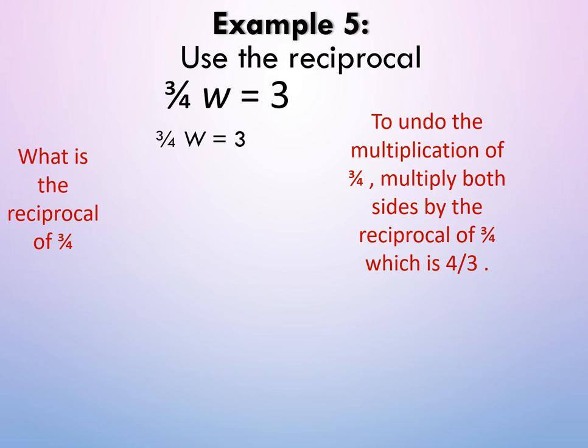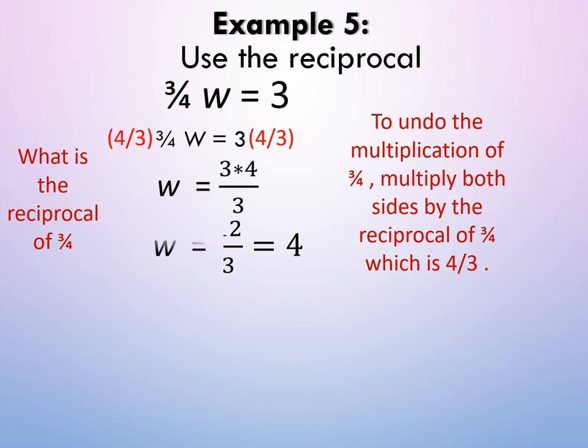So now I have 3/4 w equals 3. I'm going to multiply both sides by 4 over 3. 3/4 times 4 over 3 is 1, because 12 over 12 is 1. And the other side gives me 3 times 4 divided by 3. 3 times 4 is 12. 12 divided by 3 is 4. So my w is equal to 4.